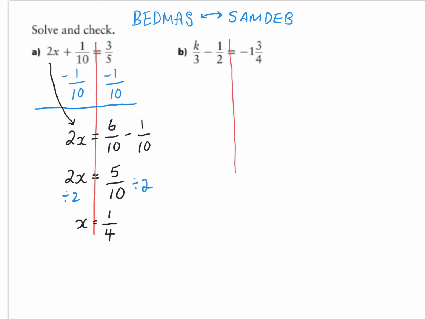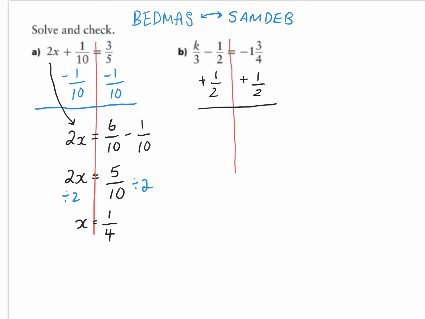We're going to take a look at both sides. We've got k over 3 minus 1/2 equals negative 1 3/4. "Sam Deb" tells us, who cares about the 3 right now? This is k divided by 3. We'll deal with that in a bit. We want to deal with the subtraction of 1/2. So to do that, we're going to add 1/2 to both sides. So add 1/2 here, add 1/2 here. Okay, draw a line showing the separation in the steps.